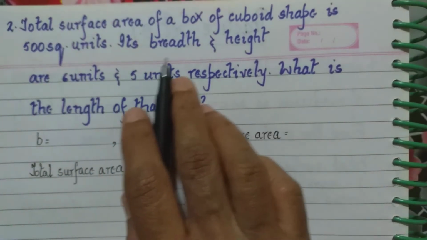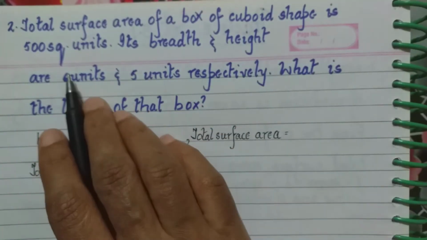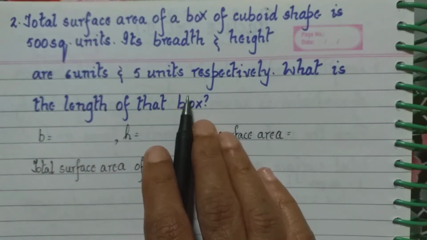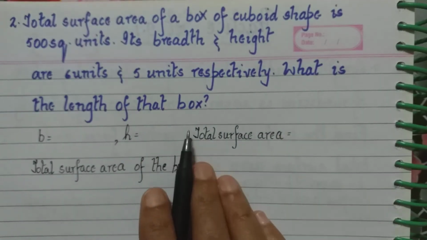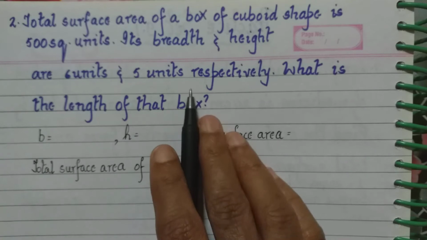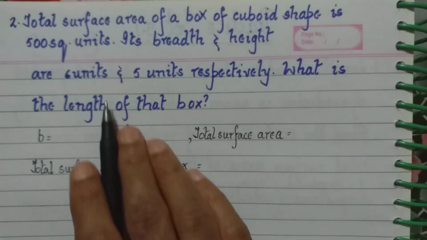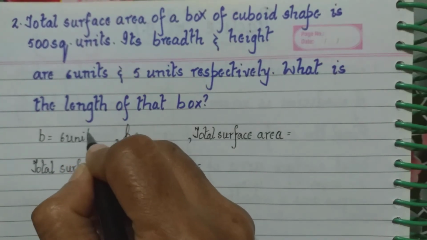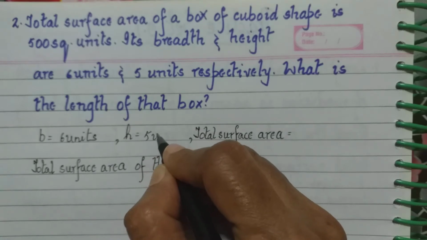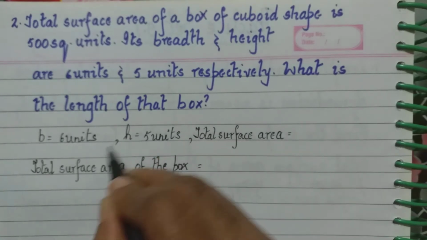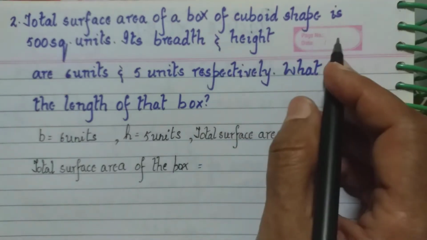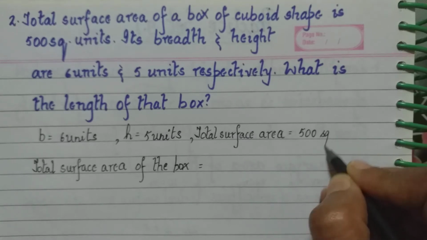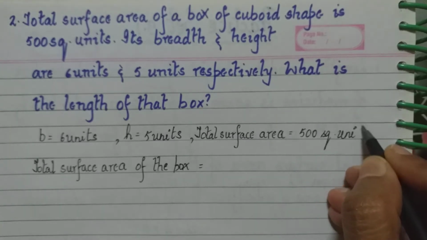Second question, total surface area of a box of cuboid shape is 500 square units. Its breadth and height are 6 units and 5 units respectively. What is the length of that box? So first we'll put down the breadth and height of this cuboid shaped box. 6 units and 5 units they said. So we write here breadth is 6 units, height is 5 units. Okay, B and H is written. Total surface area is given as 500 square units. So we write here 500 square units.